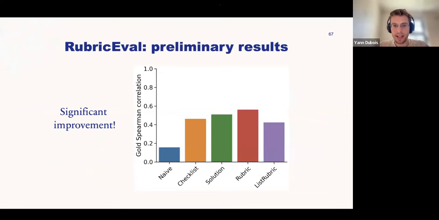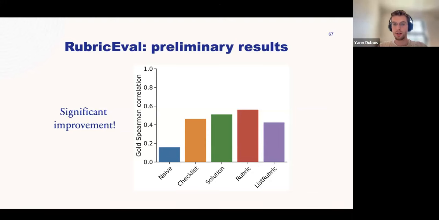So, preliminary results. This is on an expert machine learning benchmark that I wrote myself because it's basically the only thing I'm somewhat of an expert in. You see here the naive evaluation. This is the Spearman correlation with the ranking as given by humans. Naive means that the model is not conditioned on anything, so this is basically Arena-Hard and AlpacaEval. And all these four show when you condition on the checklist, the solution, the rubric, and this list of errors. And what you see is that the Spearman correlation increases by a lot.